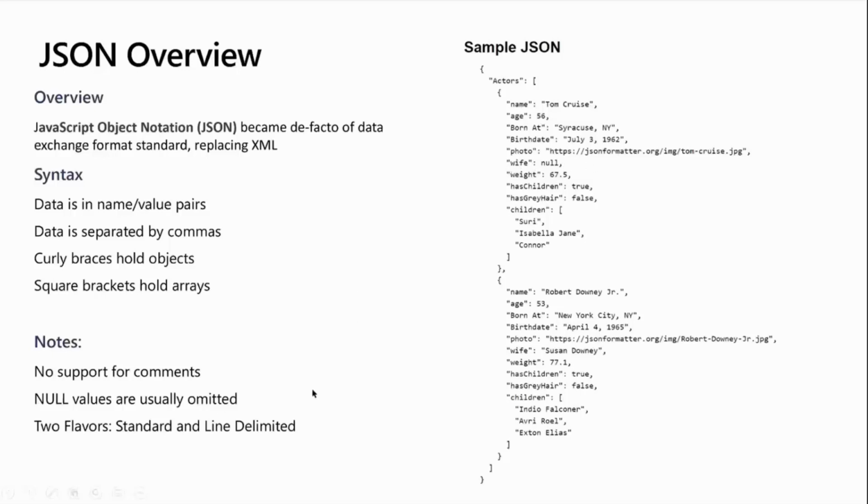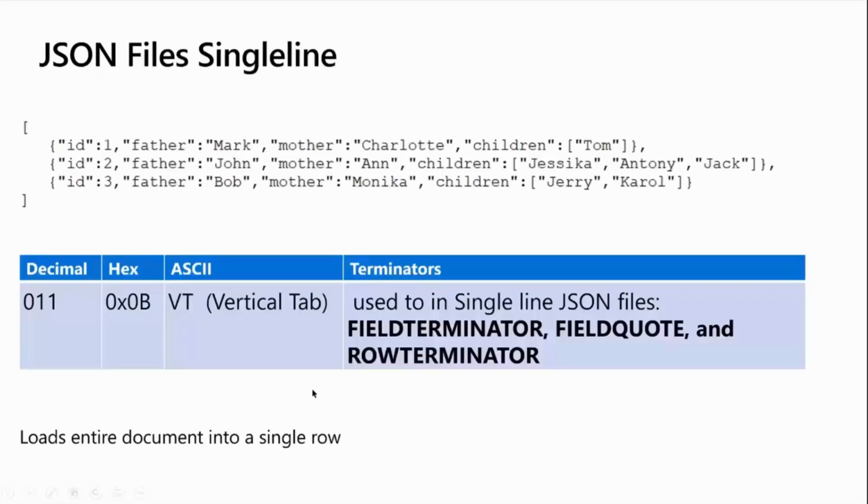And then there are two types of formats: standard and line delimited. In this case, here's our array based. We have a single array and then multiple lines in here. To access this, we've got to give it a special hex code, the vertical tab. As long as that's present in there, it'll allow us to access that.